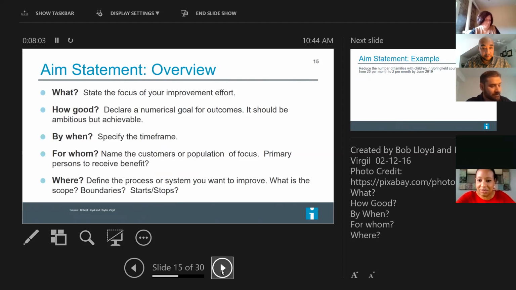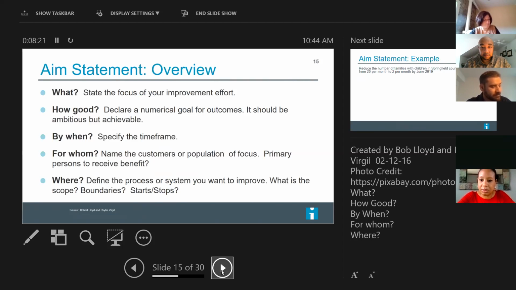You want to put the time frame around it, as I just talked about. You want to talk about for whom are we doing this work? So who is the customer or population of focus? Who's going to receive the benefit? For whom are we making the world a better place? And then where? So what are the boundaries of the work that you want to do?